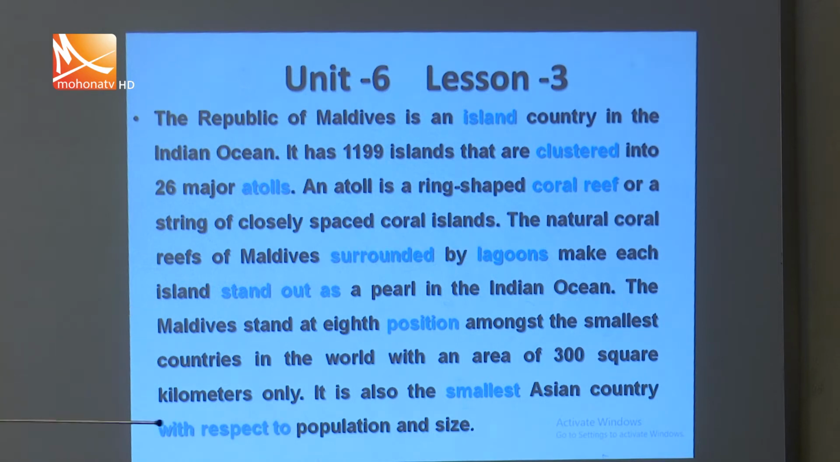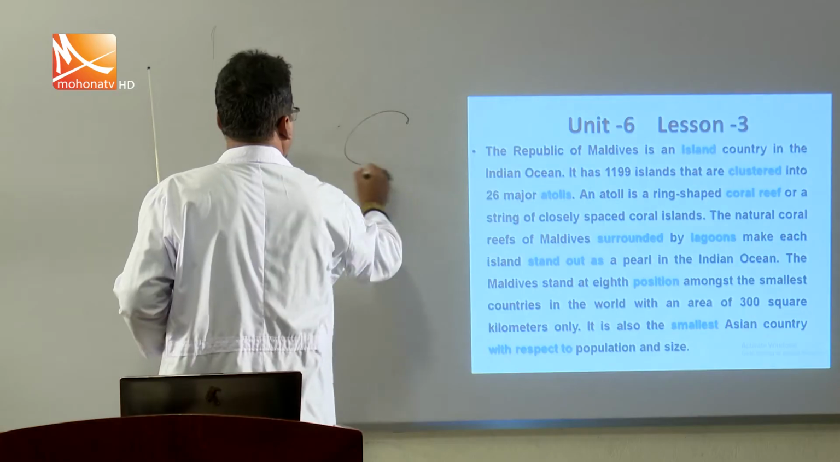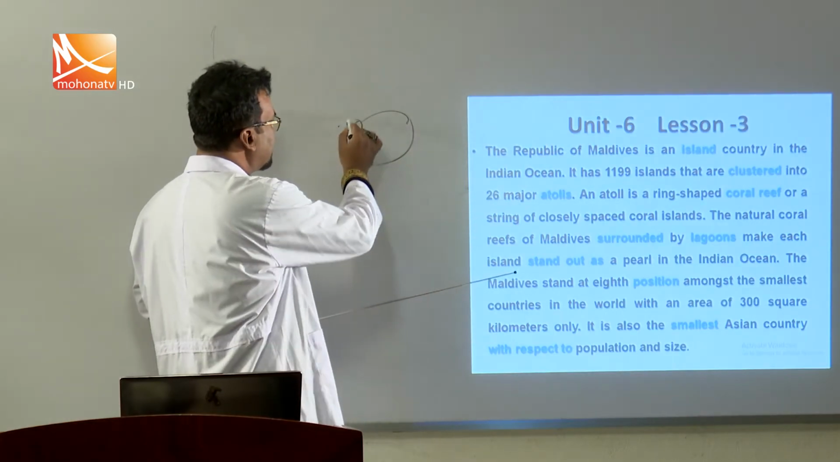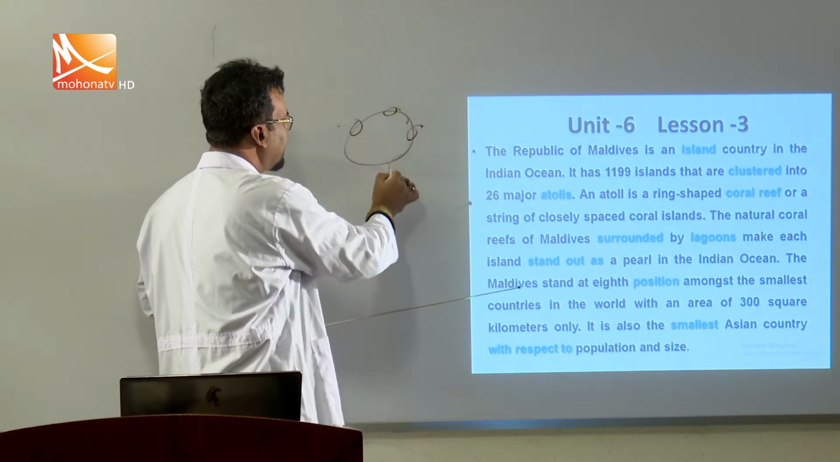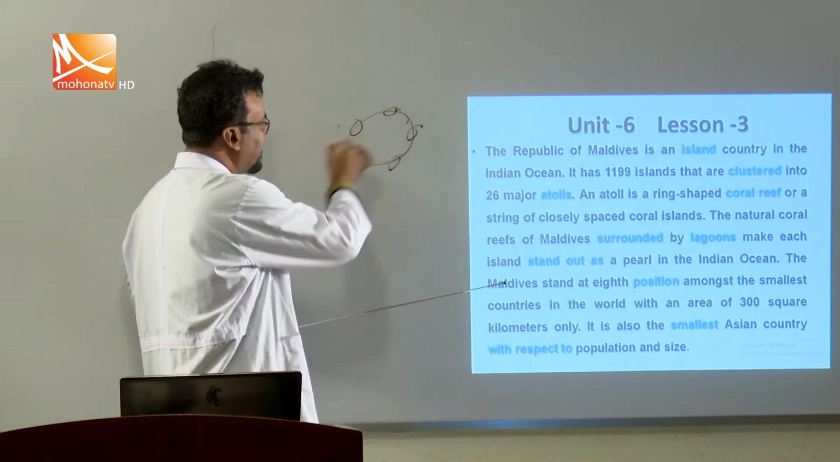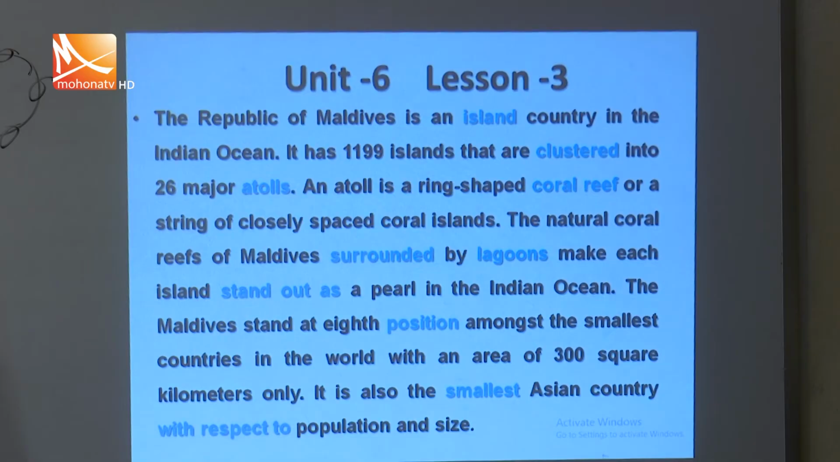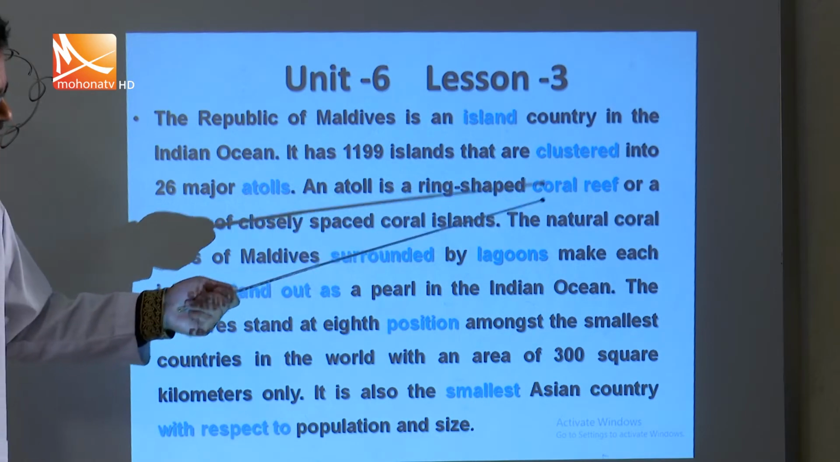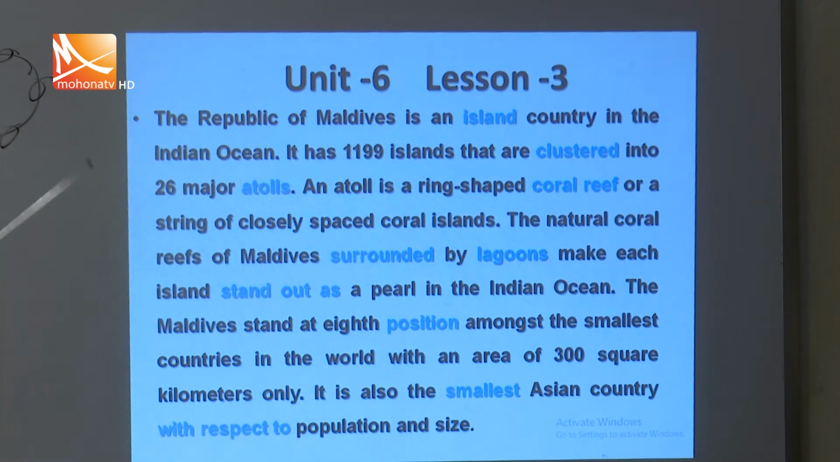Ring. It is like ring shape. Okay. So here are some islands. So these islands look like a ring. That is called ring-shaped coral reef, and some islands make it like a ring.